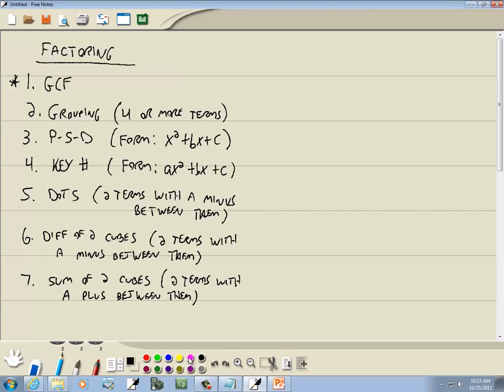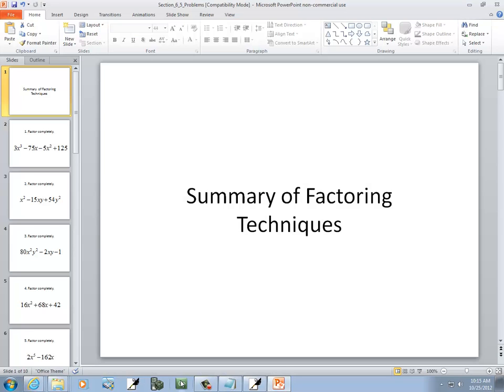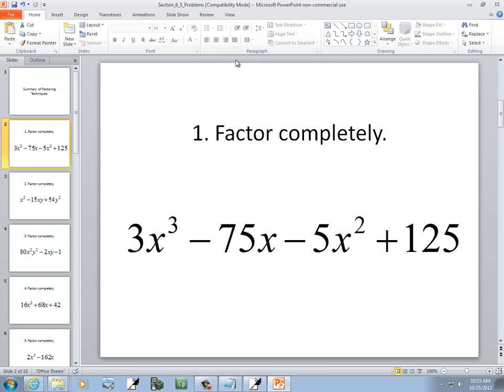Now this section revolves around using these different techniques, and you have to figure out which one to use. They don't tell you that anymore. And we'll also introduce a new technique. It's called the U-Substitution. Let's look at our first problem.